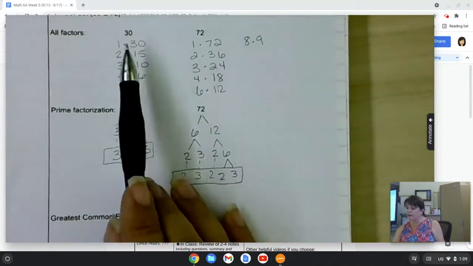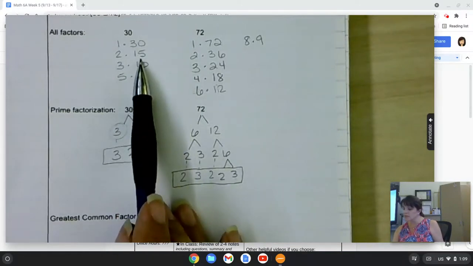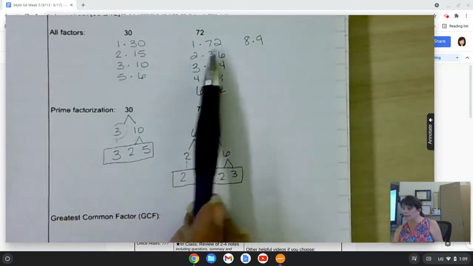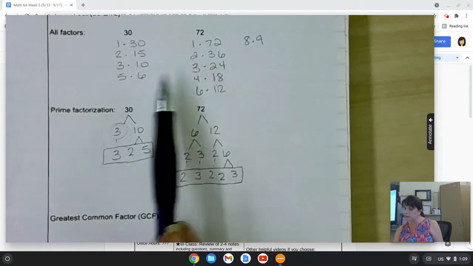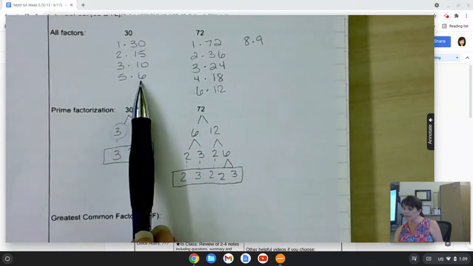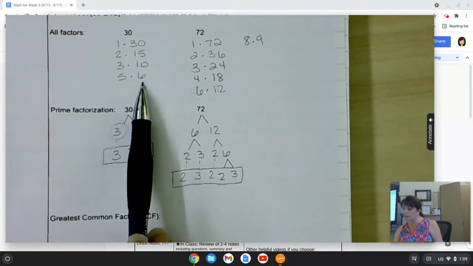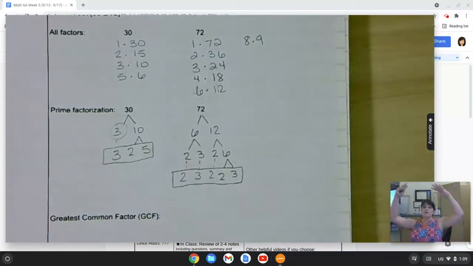But if I look through all these factors, what's the biggest one they have in common? They don't both have a 30. Oh, no. Okay, what's the biggest thing they have in common? 6. So I would have to list all the factors out and look for the largest one every single time.